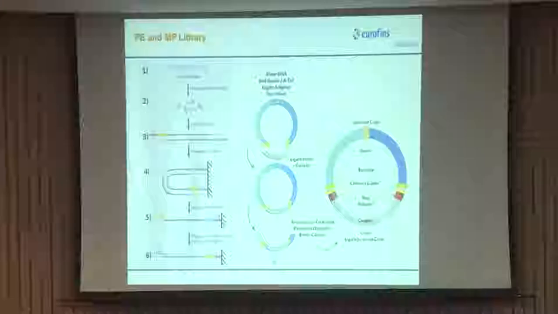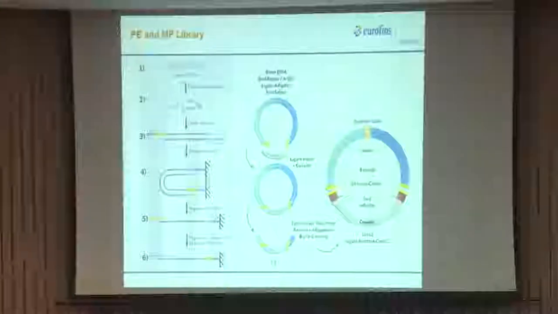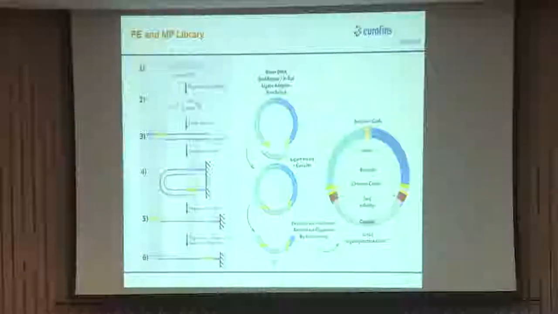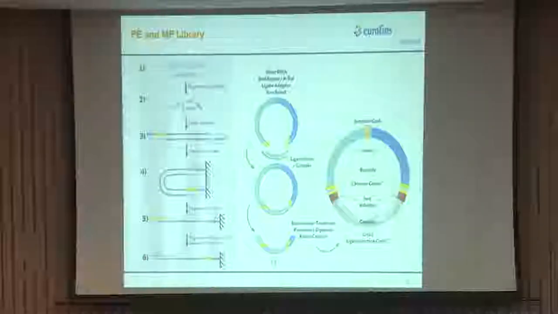This is the library which I was talking about, paired end and mate pair. Now, if I'm talking about paired end, as I said, one read is your forward read and another is your reverse read. How is it generated? These are your adapters, Illumina adapters. You also have a barcode in it. Barcodes are nothing but indices, you can call them.